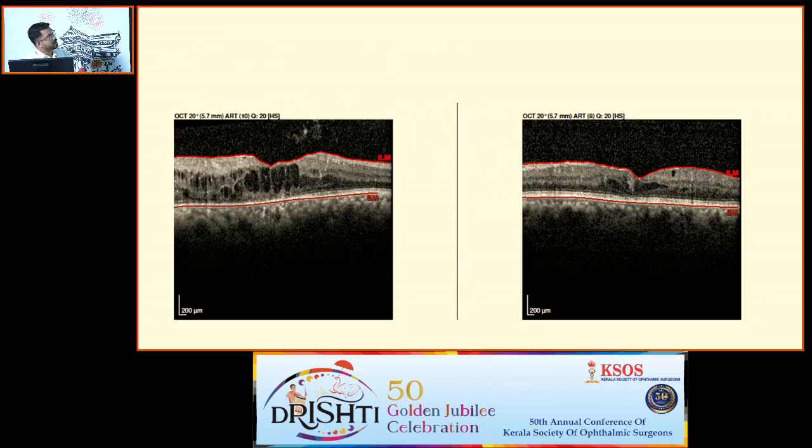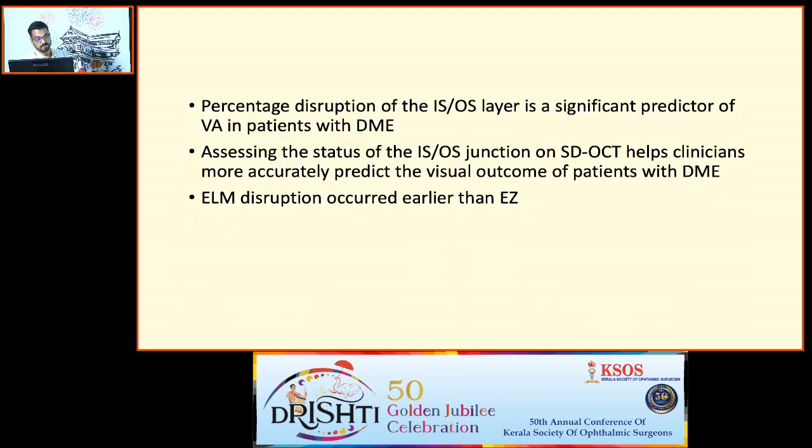So here you can see external limiting membrane is lost in this case. There is a patchy loss subfoveally. Here in this case, you can see there is an extensive loss at the fovea. Both ELM and ellipsoid zone are lost. So these carry a poor visual prognosis. Percentage of disruption is a significant predictor of visual acuity in patients with DME.